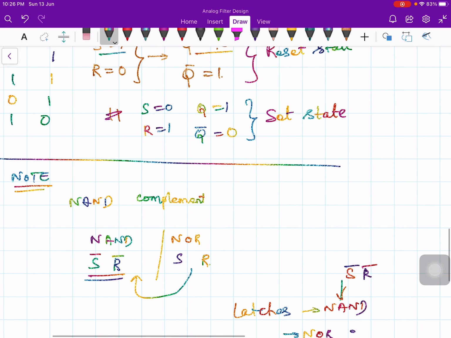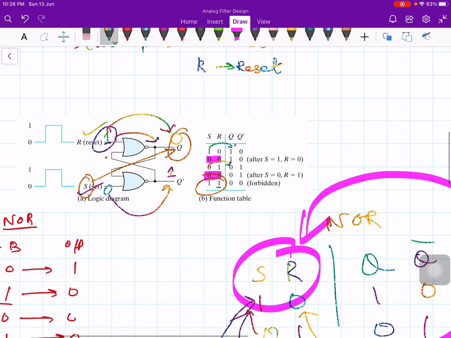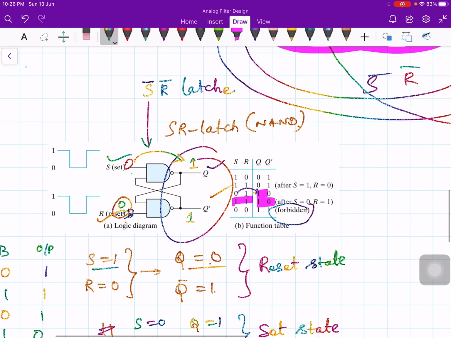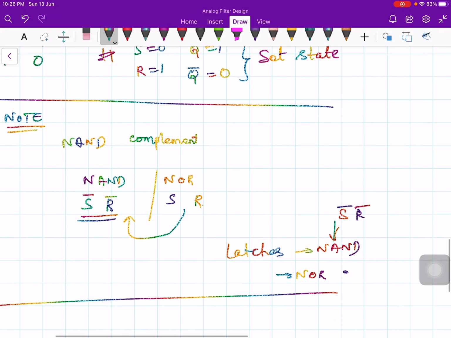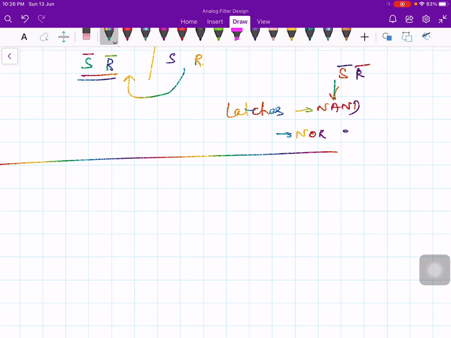Now what is the drawback? In the first one 1 1 is not allowed, forbidden, and in the second case 0 0 is not allowed. Then what should I do? I need to somehow modify the circuit. Now we are going to look at how one can modify the circuit.